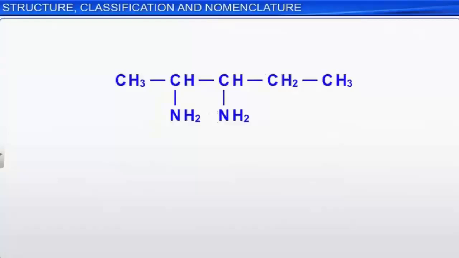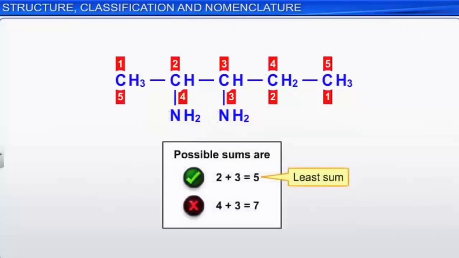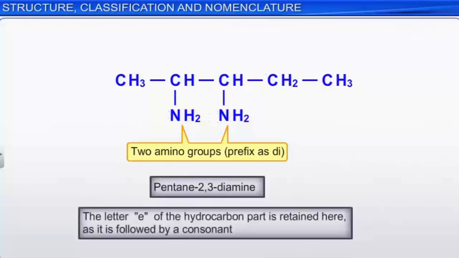If the compound has more than one amino group present and different carbon atoms in the chain, then the numbering should be done in such a way that the sum of the locants is the least. Depending on the number of amino groups present, a suitable prefix such as di or tri is attached to the amine. Thus, the name of the compound is pentane-2,3-diamine.